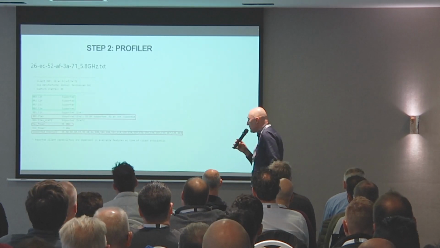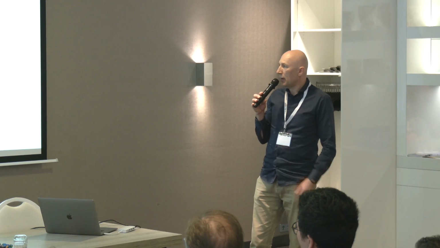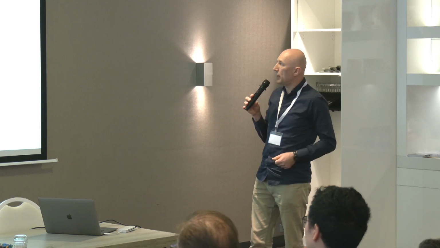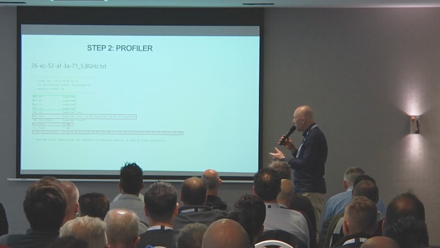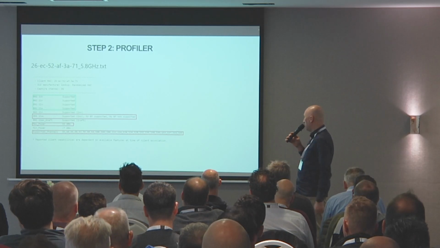Now, what happens if your device isn't listed? Then I use the profiler app on the WLAN Pi. When you start up the Pi, it emulates an access point with lots of capabilities in the beacons. And when your client device associates to the profiler, it captures and views the capabilities of the client device when you go to the website of that profiler.